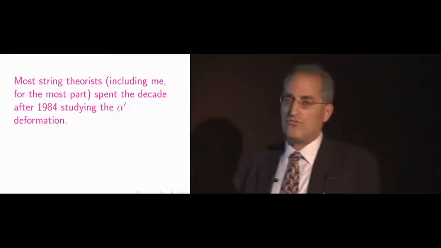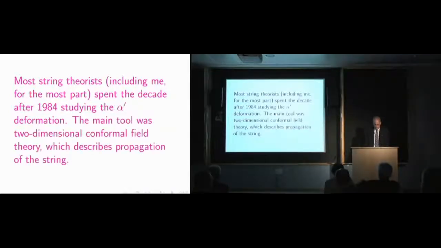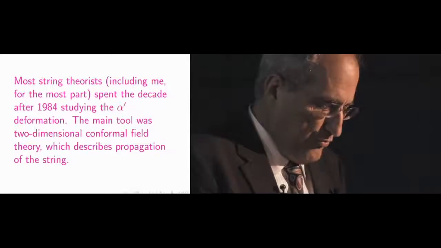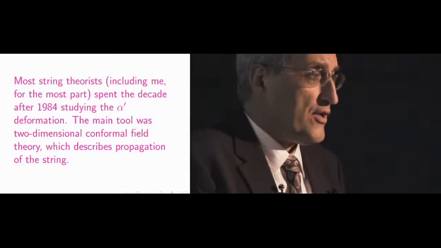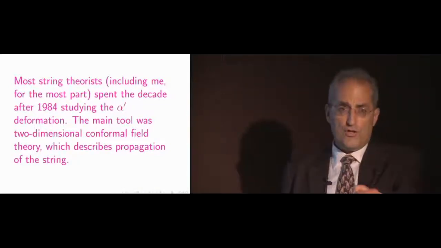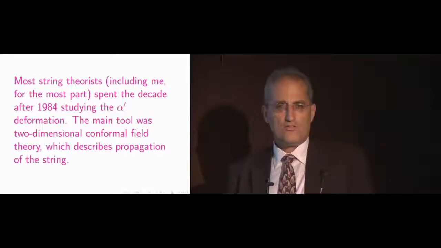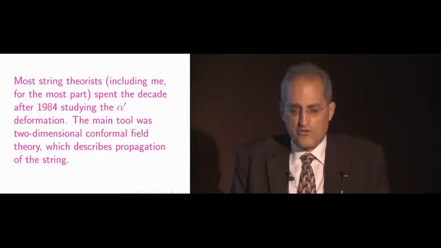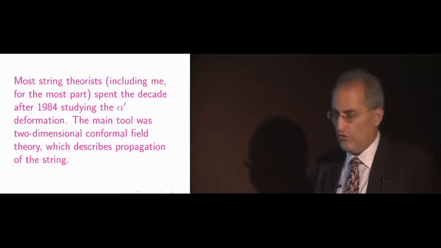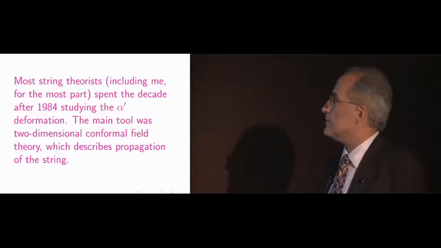And most string theorists, and for the most part this includes me, spent the decade after 84 studying the alpha prime deformation. The main tool was two-dimensional conformal field theory, which describes propagation of the string. The world history of a string, that tube that I had about 15 minutes ago, when I was comparing the Feynman diagram to the string diagram, is a two-dimensional surface that's described by two-dimensional conformal field theory. It seemed like our main tool for studying the alpha prime deformation.